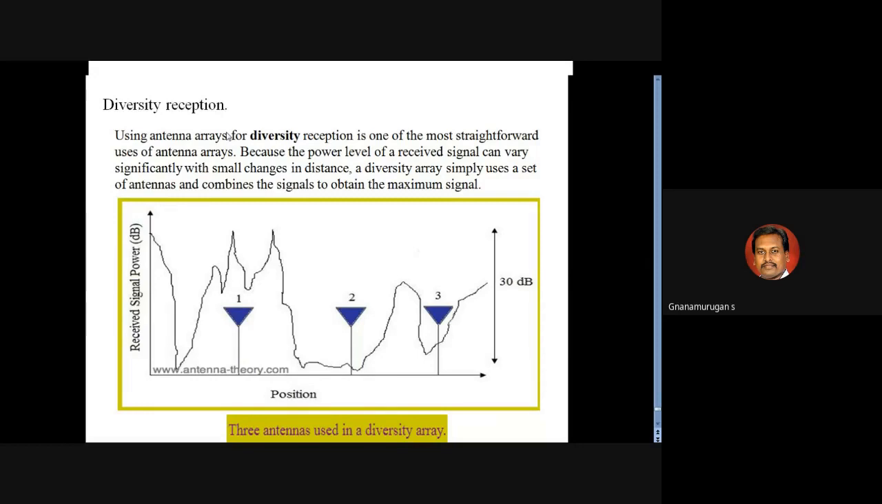This operation continuously goes to each and every antenna. Finally, you touch the reception. Finally, you get the receiver, you get the signal from the reception. That is a continuous operation.